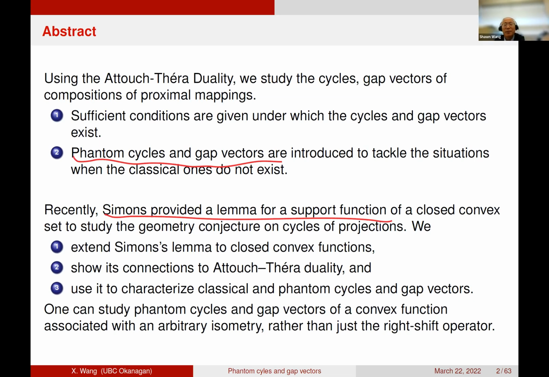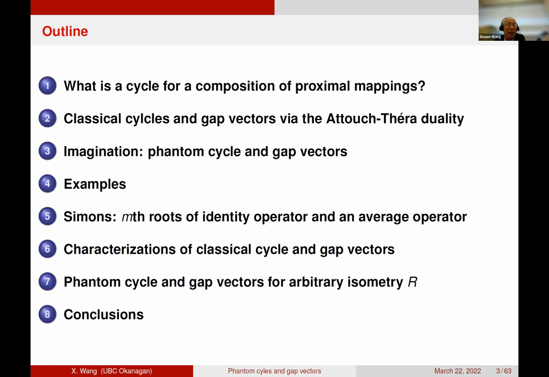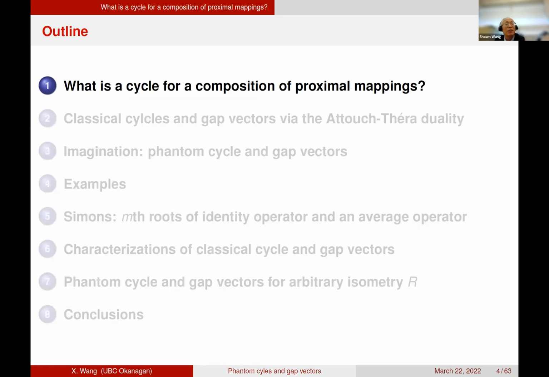Okay. So now here's the outline, but I will talk about some of them, not all are covered. Yeah. So let's start with the first one. What is a cycle of a composition of proximal maps?